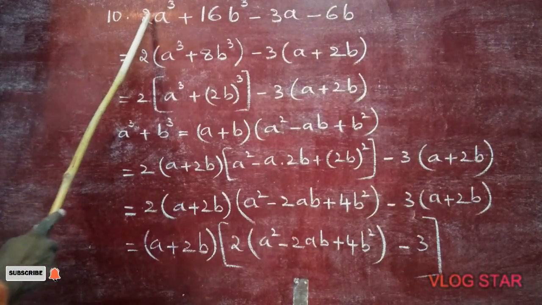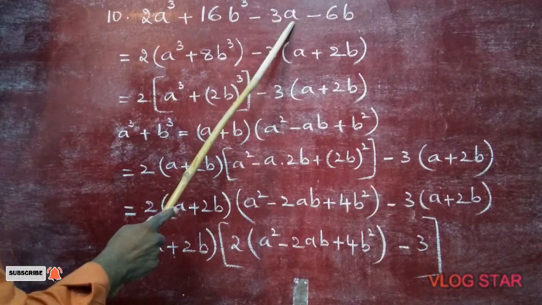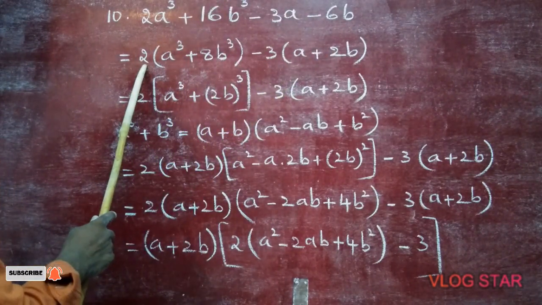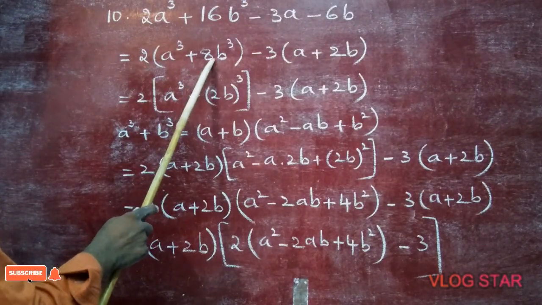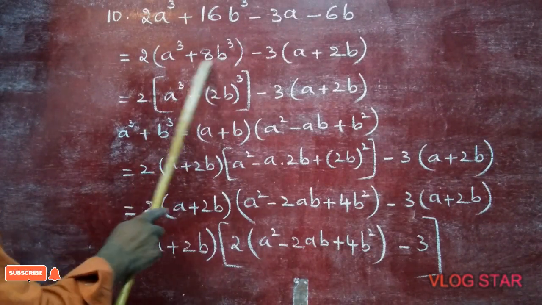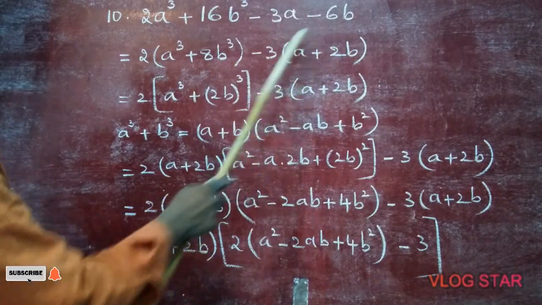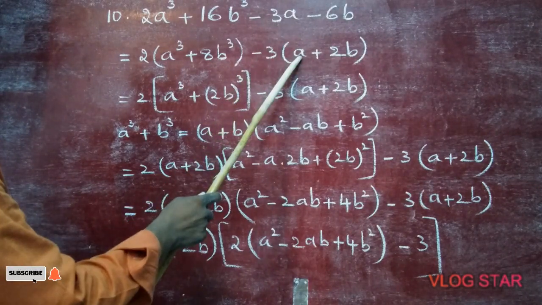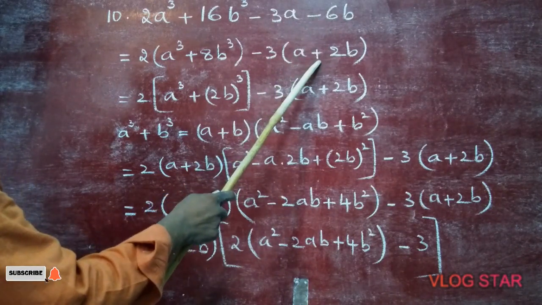Tenth problem. 2a cube plus 16b cube minus 3a minus 6b. From the first two terms, take two table common. Then it will be a cube plus 2 goes in 16 8 times, 8b cube. Keep bracket. From the first two terms, we took two table common. From the next two terms, minus 3 you take common. When we are taking minus, quite opposite. And minus becomes plus a. And 3 goes here 2 times. So minus becomes again plus here.